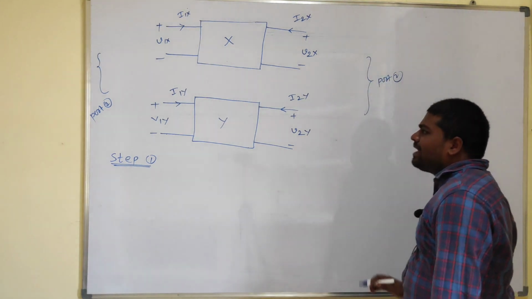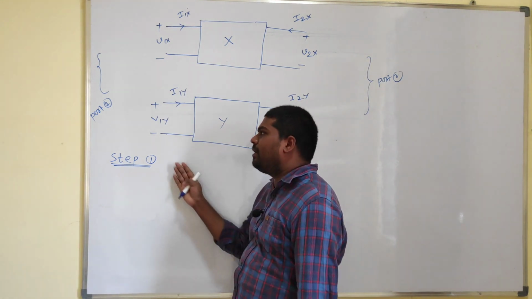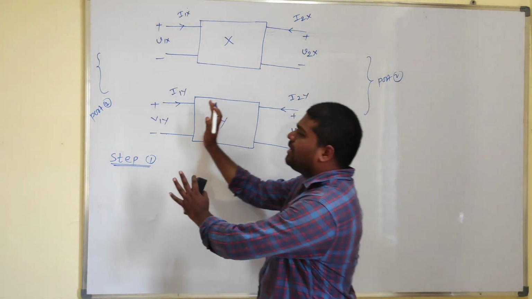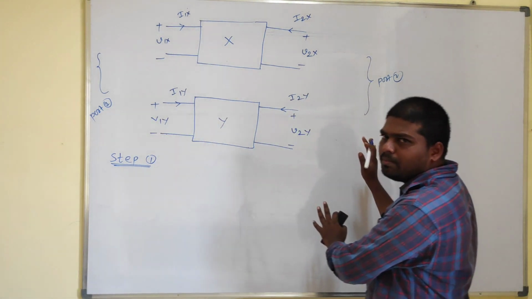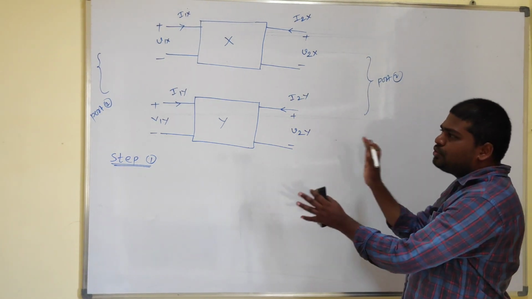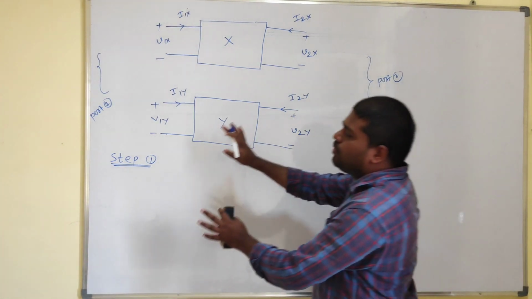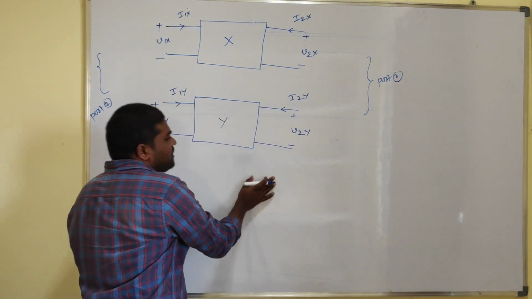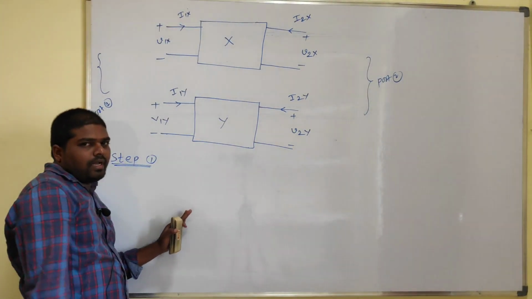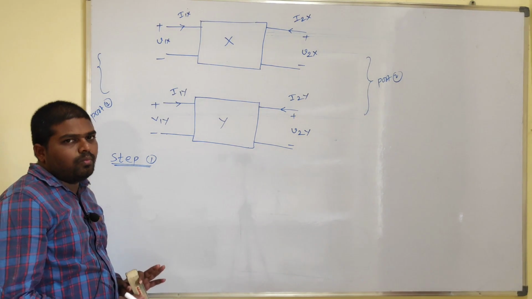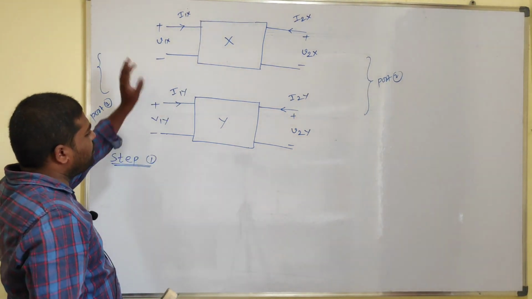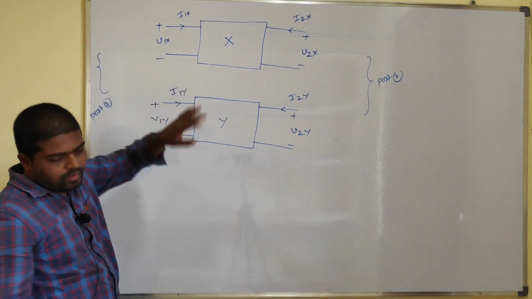So in order to make the series connection at the port, just focus on port 1 completely independent, and port 2 also completely independent. Don't club these two ports, just focus on port 1. So this concept is interconnection of two-port networks. So first you should concentrate on port 1.